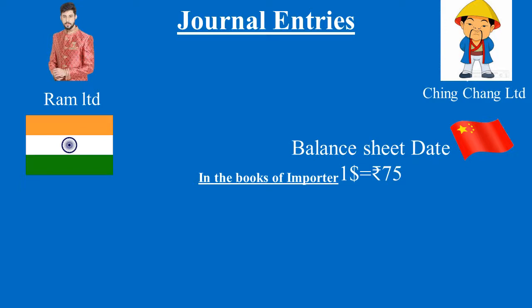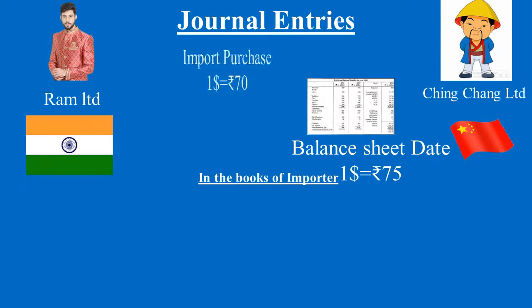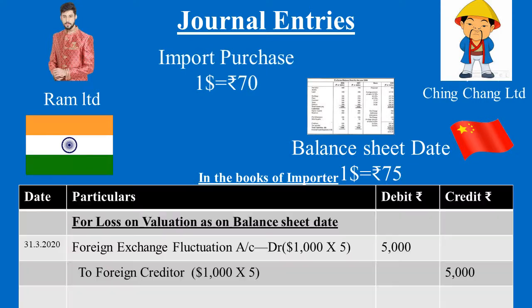Say for example, as on balance sheet date the rate of $1 is 75, and at the time of import purchase the rate of $1 was rupees 70. Now what will be the entry for this transaction? Now see here, the rate of dollar has increased by 5 rupees. Since it has increased by 5 rupees, the foreign creditor is a liability. So liability is increased by 5 rupees. So if liability is increased, then it is a loss.